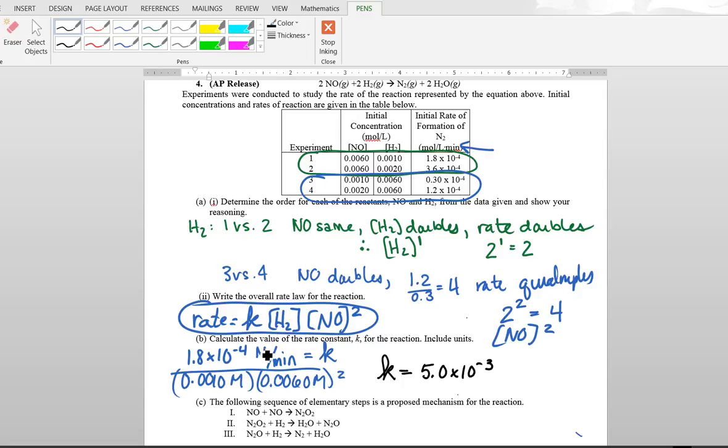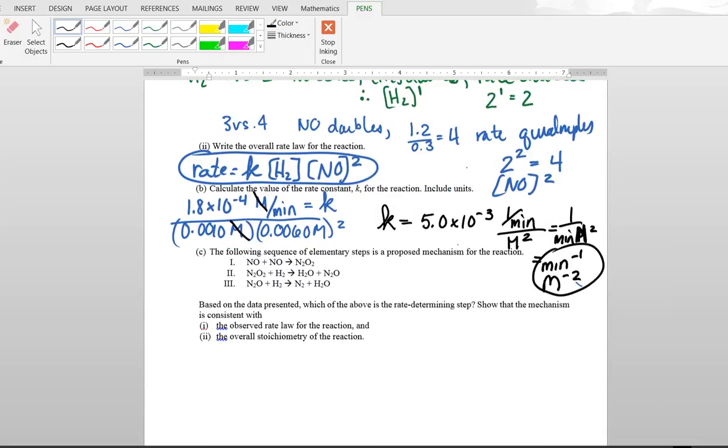And then if you look at your units, one of your molarities cancels out, and you're left with 1 divided by minutes divided by molarity squared. So you could write that as 1 over minutes molarity squared. You could also write that as minutes to the minus 1 molarity to the minus 2. Sorry, that's written kind of awkwardly because I ran out of space. But this is your units as 1 over minutes molarity squared. Okay, so pay attention to units when you're calculating your K values there.